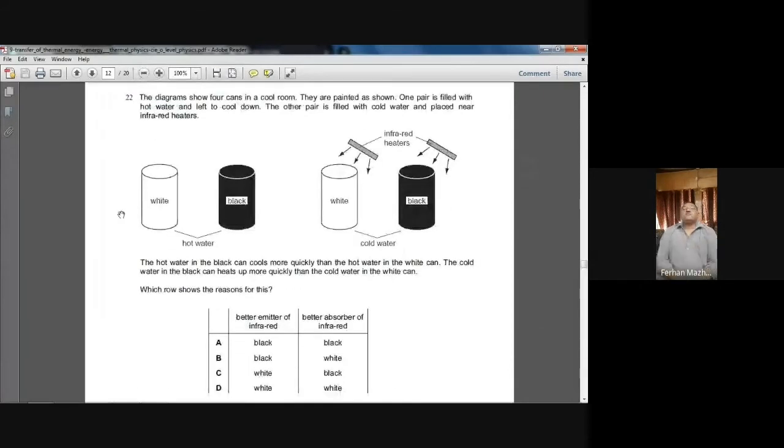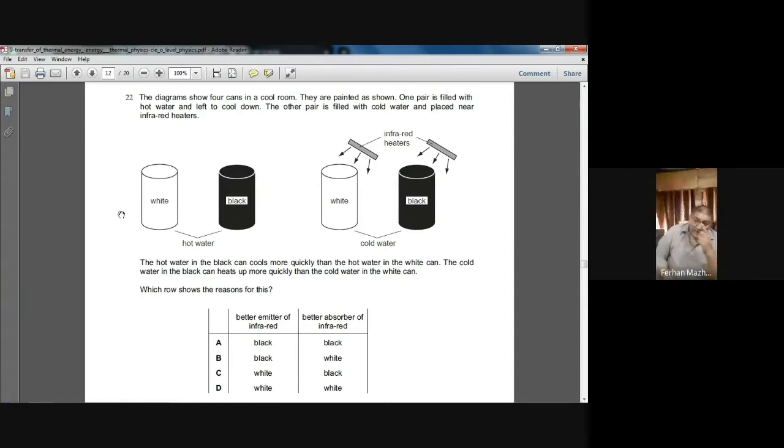The diagrams show 4 cans in a cool room. They are painted as shown. One pair is filled with hot water and left to cool down. The other pair is filled with cold water and placed near an infrared heater. The hot water in the black can cools more quickly than the hot water in the white can. The cold water in the black can heats up more quickly than the cold water in the white can. Which row shows the reason for this?